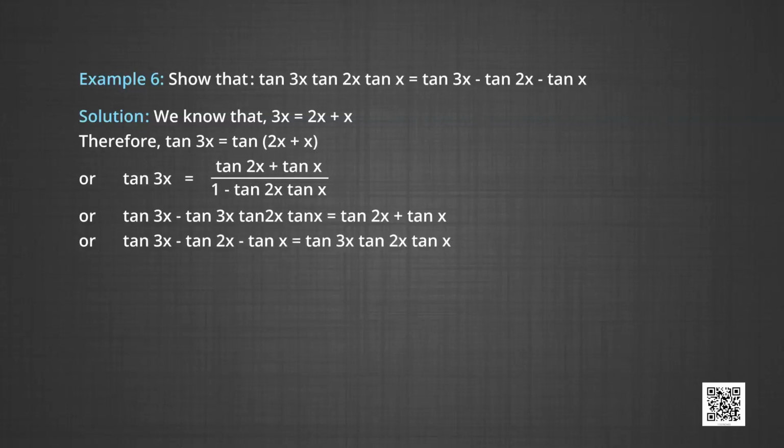Now, we will transpose the quantities from one side to the other, which will give the result as tan 3x minus tan 2x minus tan of x is equal to tan 3x tan 2x into tan of x, which can further be expressed as tan 3x into tan 2x into tan x can be written as tan of 3x minus tan of 2x minus tan x.